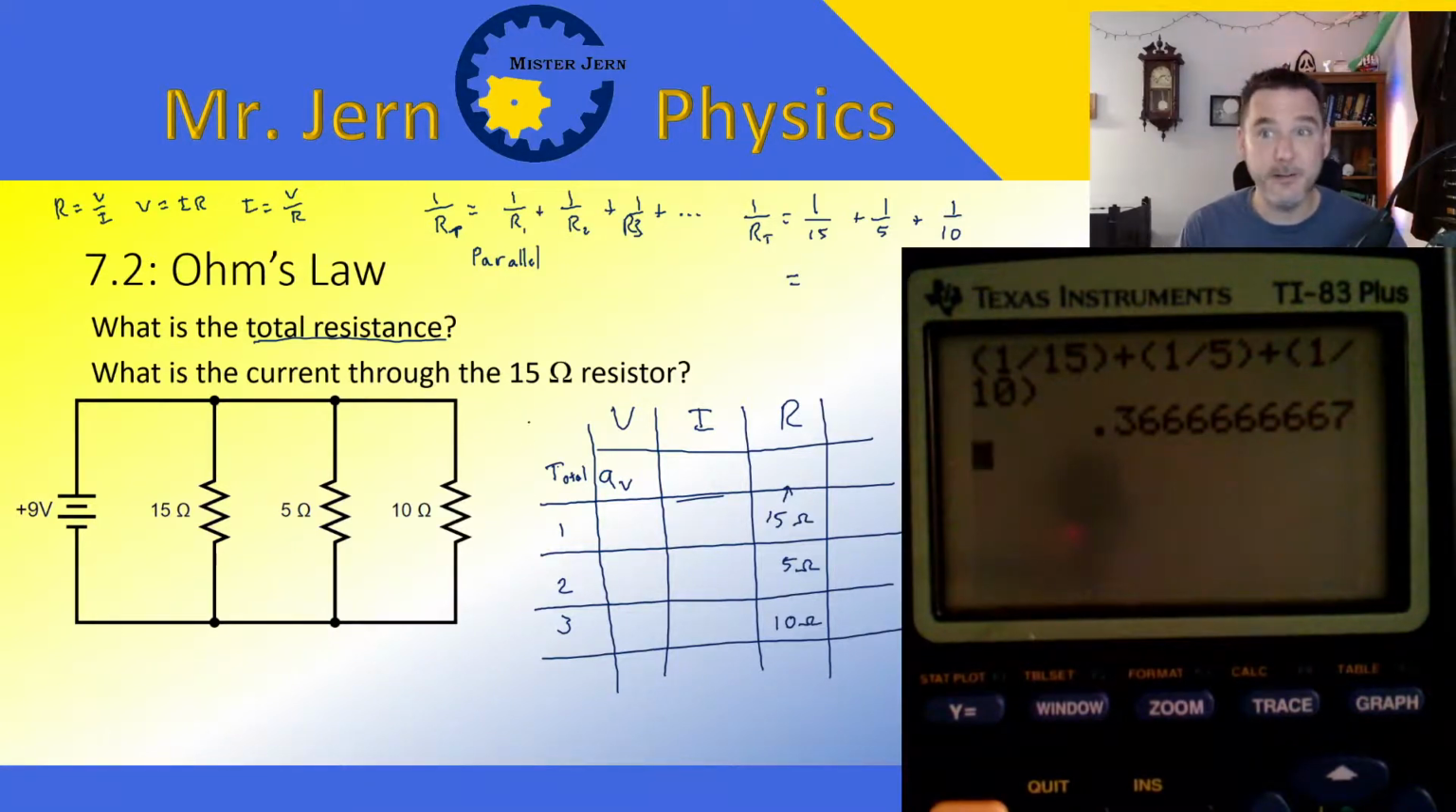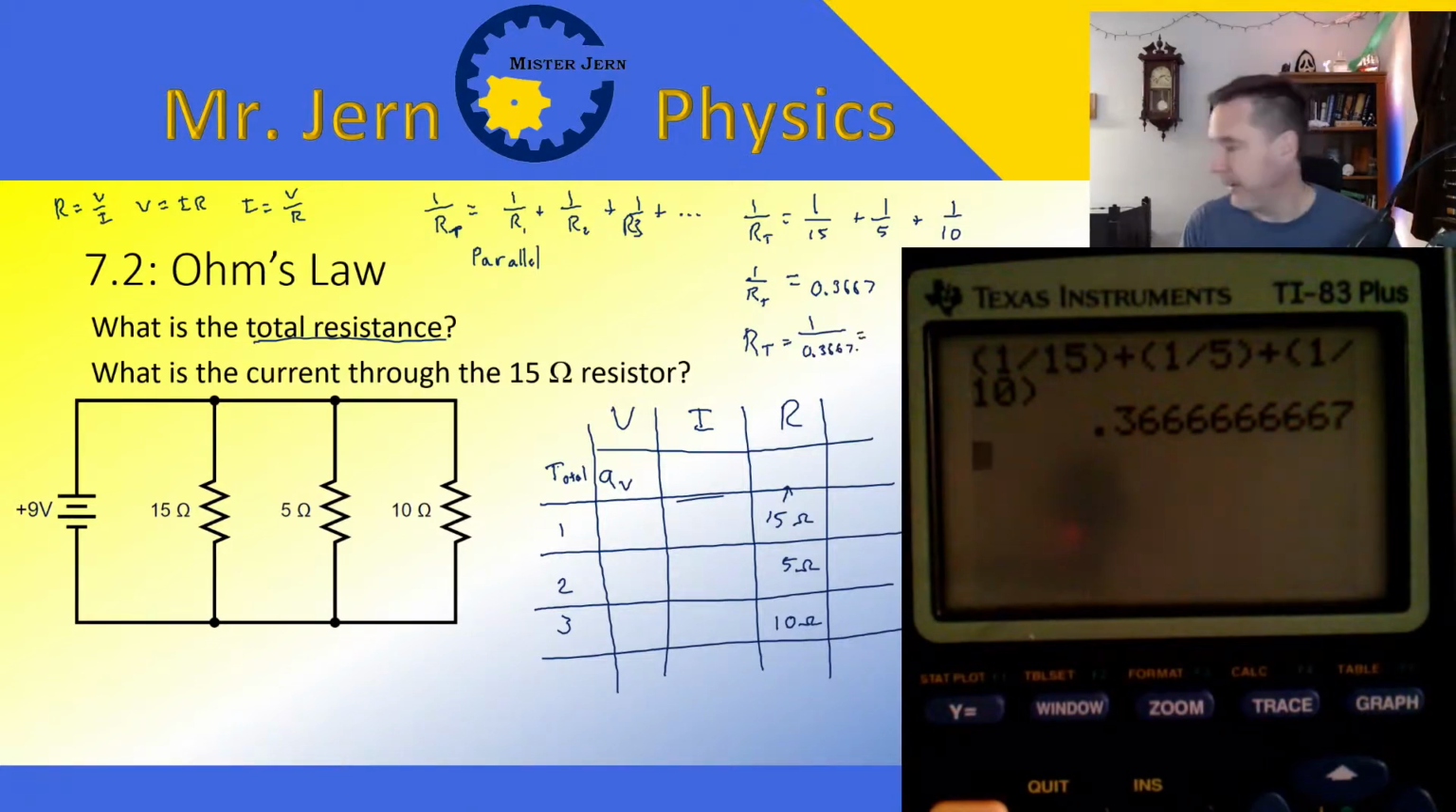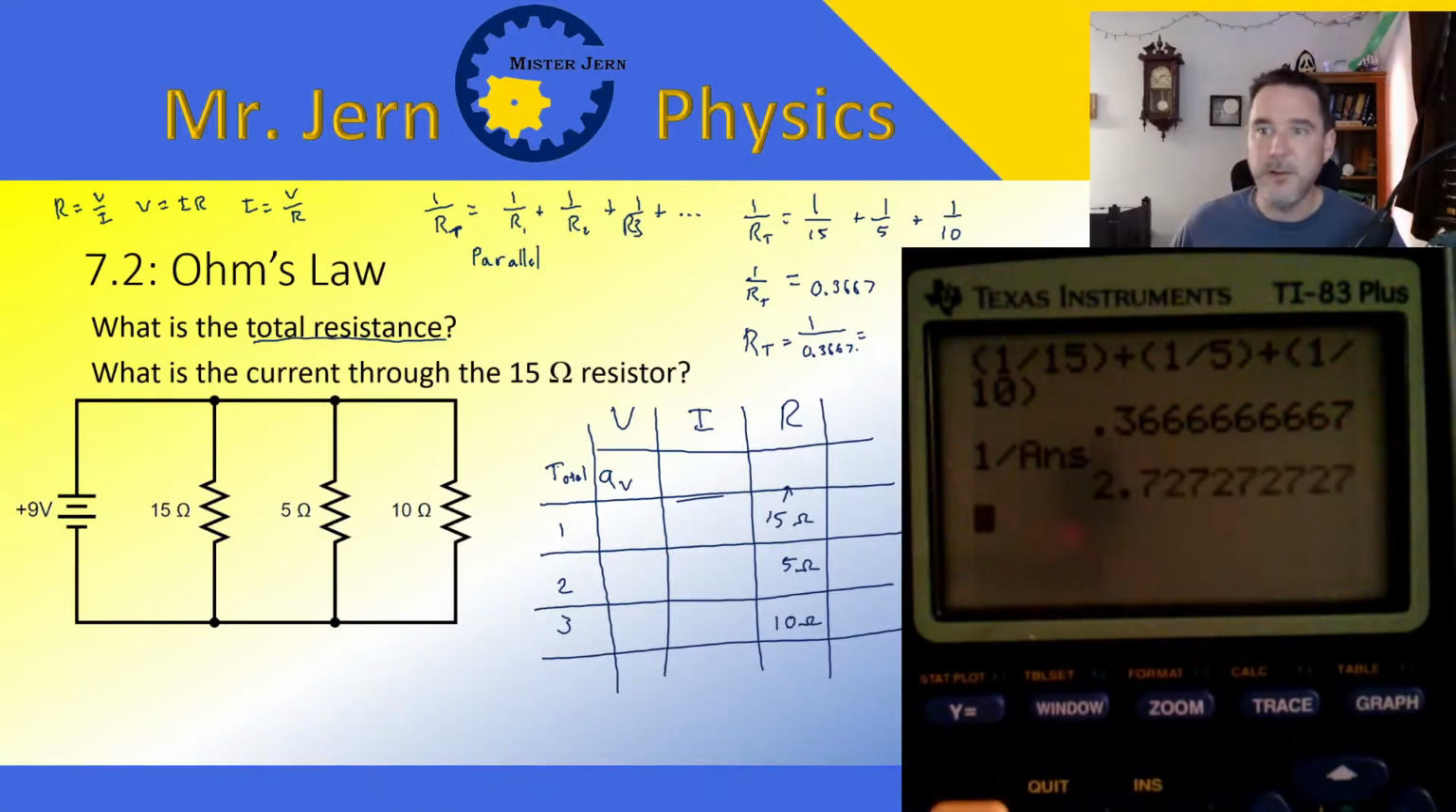Now that's not the final answer. That's 1 over our total, which is 0.3667. So what I need to do then is take 1 over that. So our total will be 1 over 0.3667. Okay, so I'll do 1 divided by, I like to just use the answer. So my total resistance is 2.72 ohms.